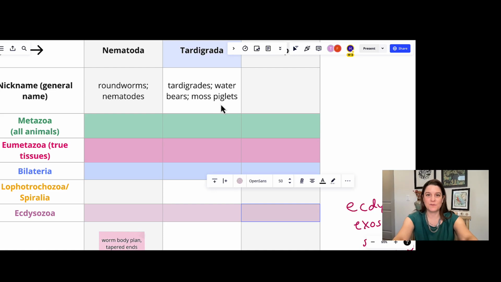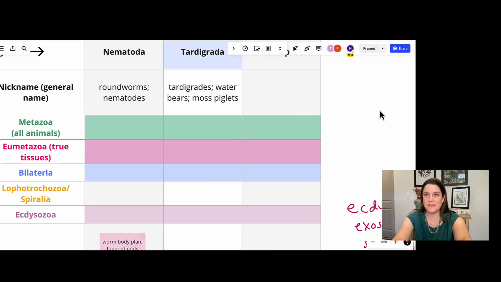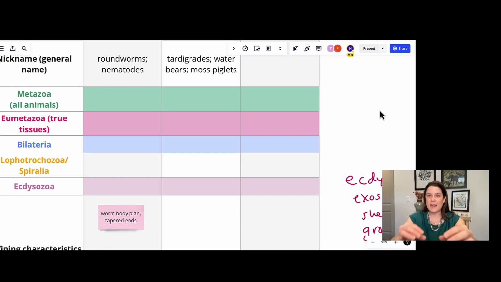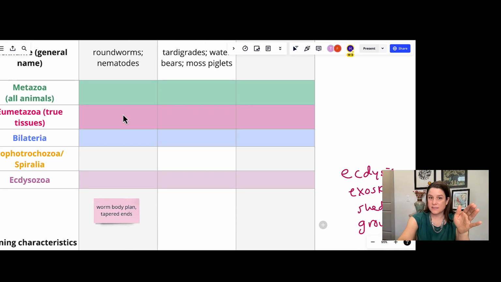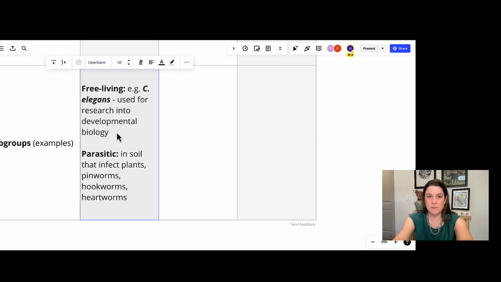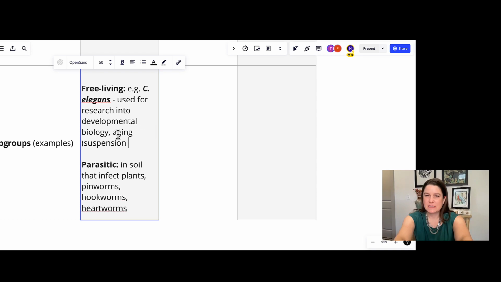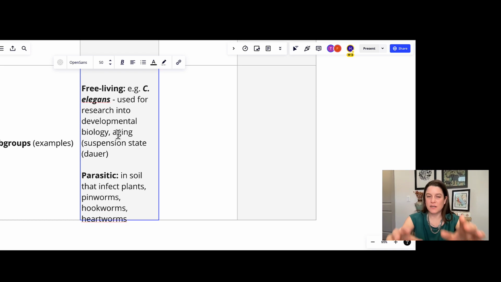These tardigrades are really interesting, and they study them because some nematodes can do this too, particularly C. elegans. So it's not just developmental biology. They also study aging, because these can go into a suspension state. It's called dauer, D-A-U-E-R. So they go into the suspension state, and they can stay in this state.